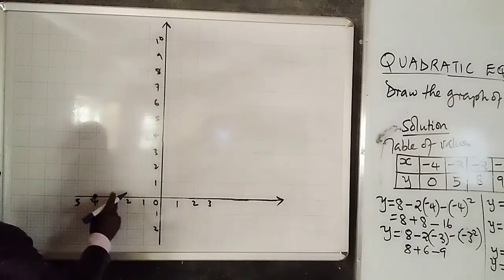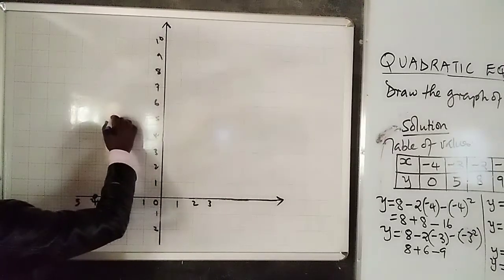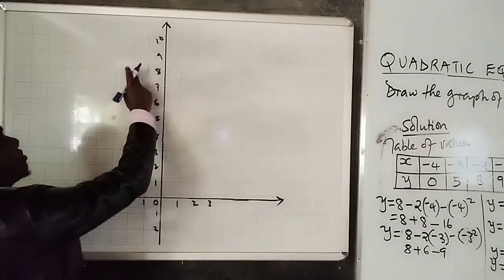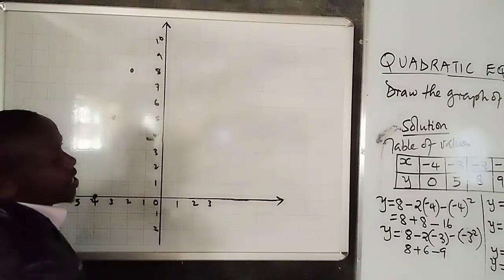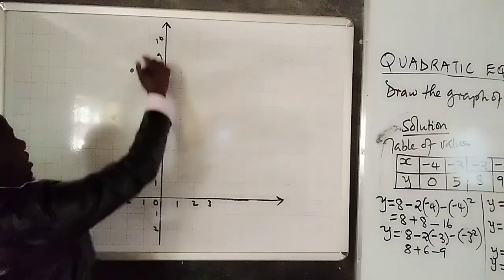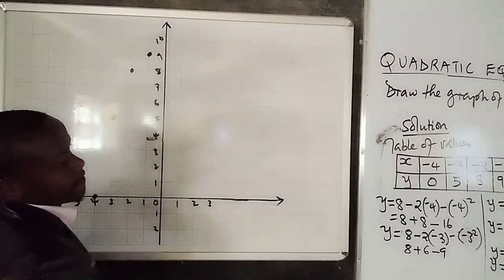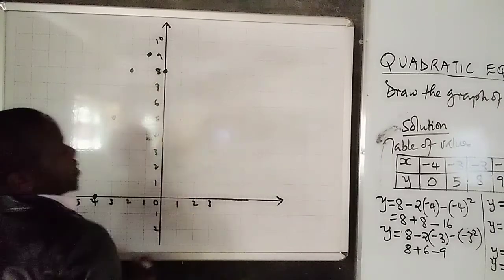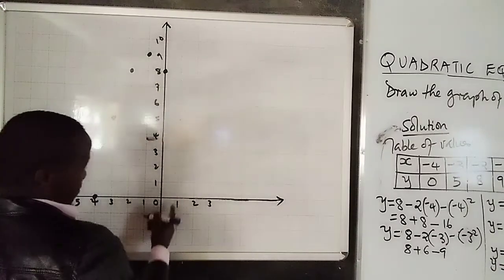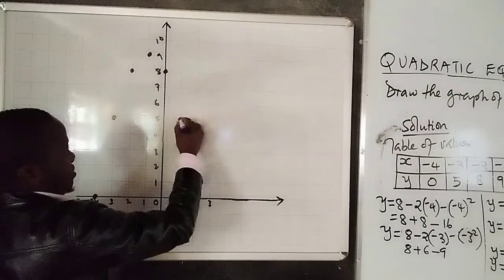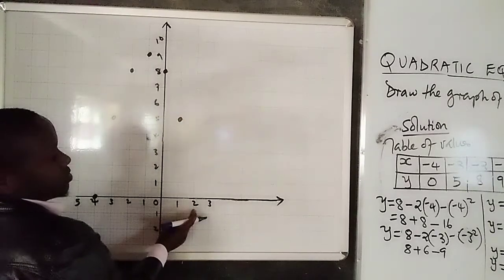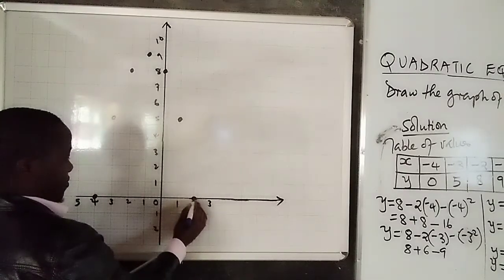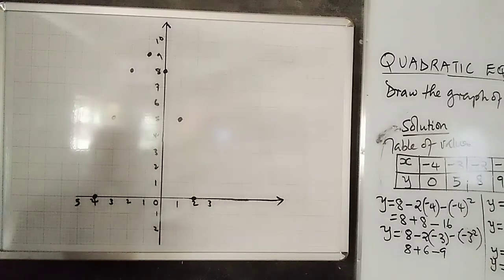Negative 3, 5, this one, negative 2, 8, this one, negative 1, 9, this one, 0, 8, there, 1, 5, then 2 and 0, so 2 zeros here. Therefore, those are the coordinates.